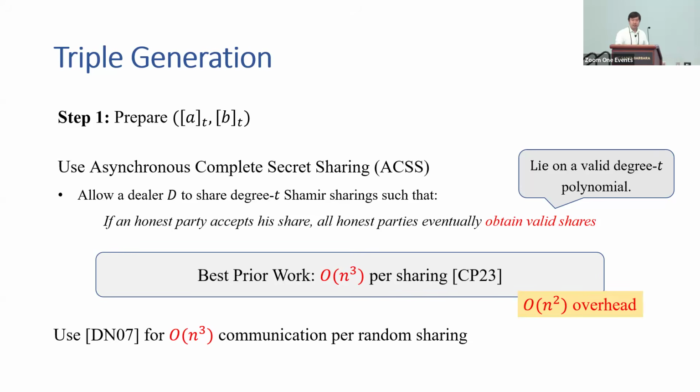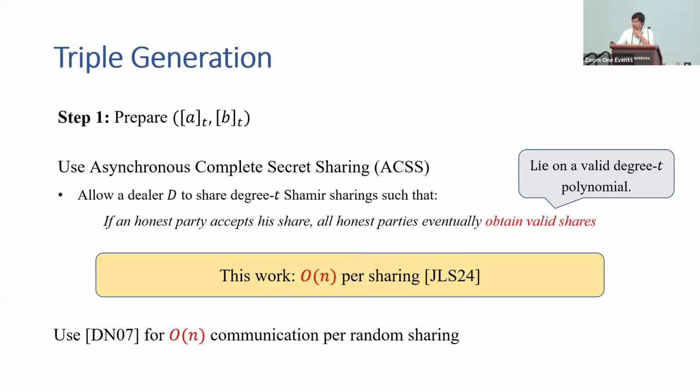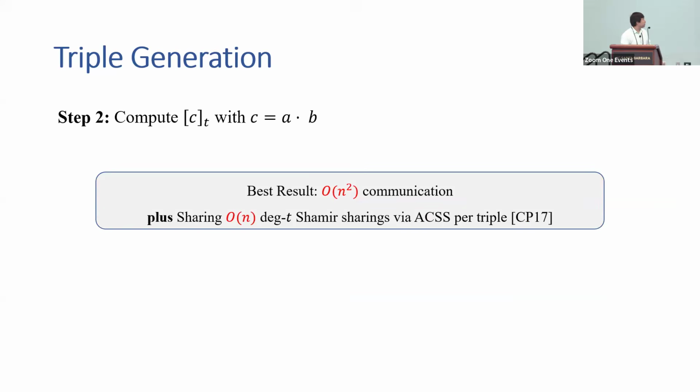And therefore, we are still n square communication away from linear, which is our goal, right? So this is the work that Xiaoyu will present, as I said. The second part of the result is on how to actually generate these triples, assuming that we have an efficient ACSS. So the best prior result essentially achieves quadratic communication, even assuming this efficient ACSS, which is linear.